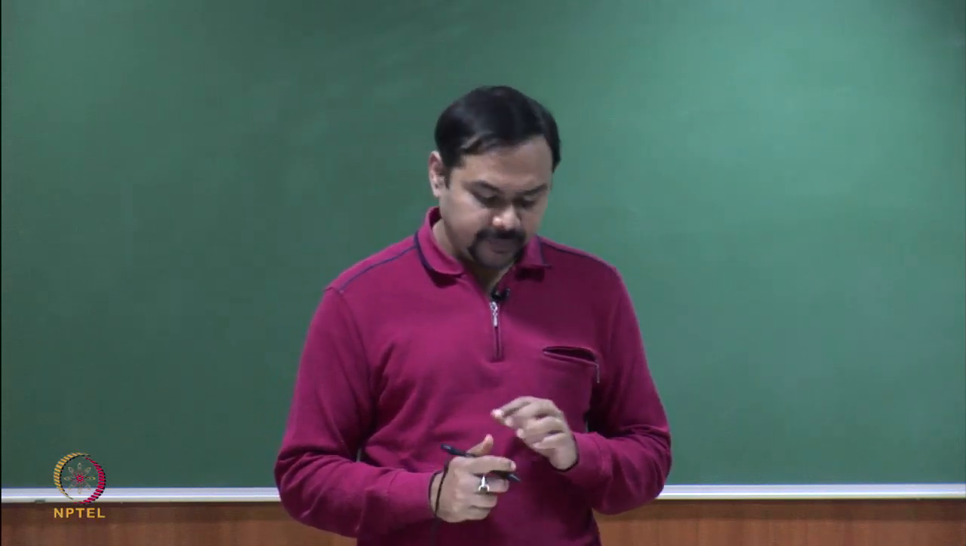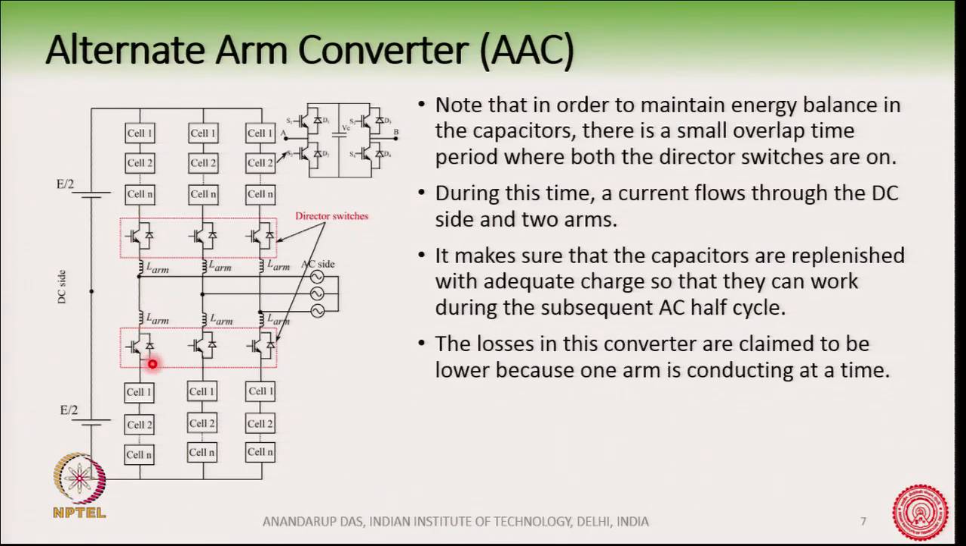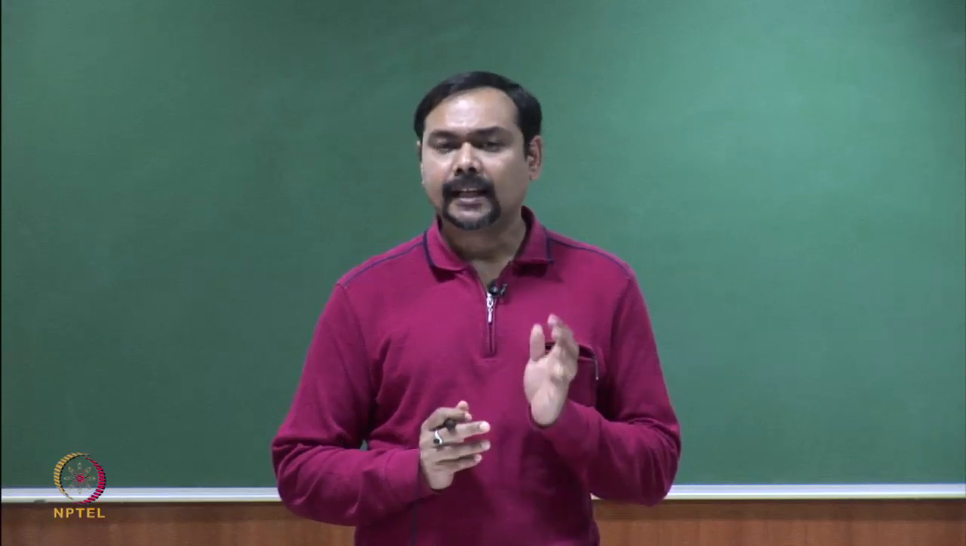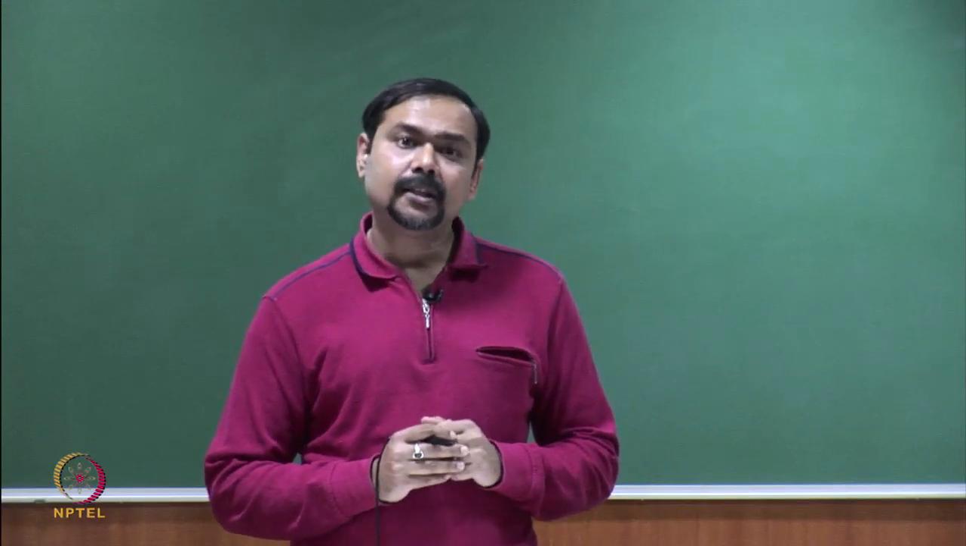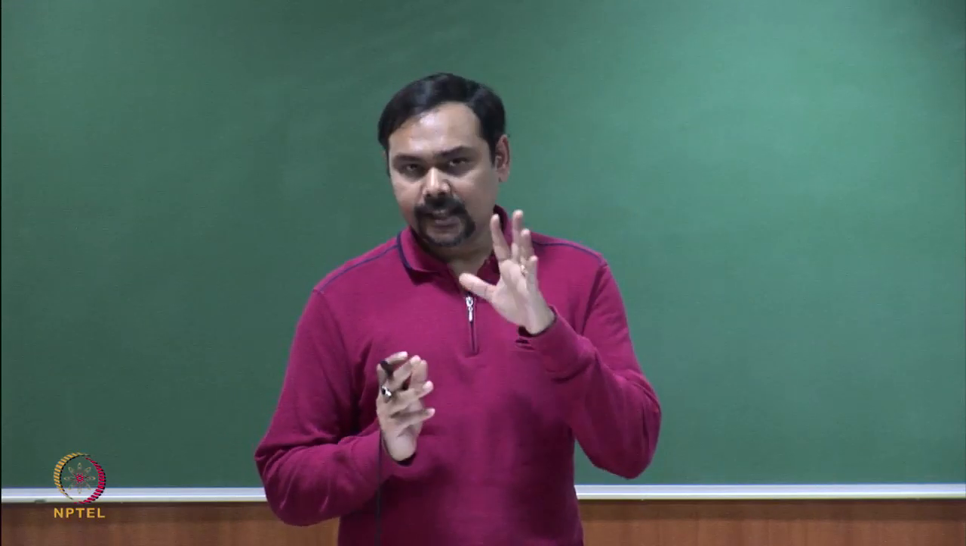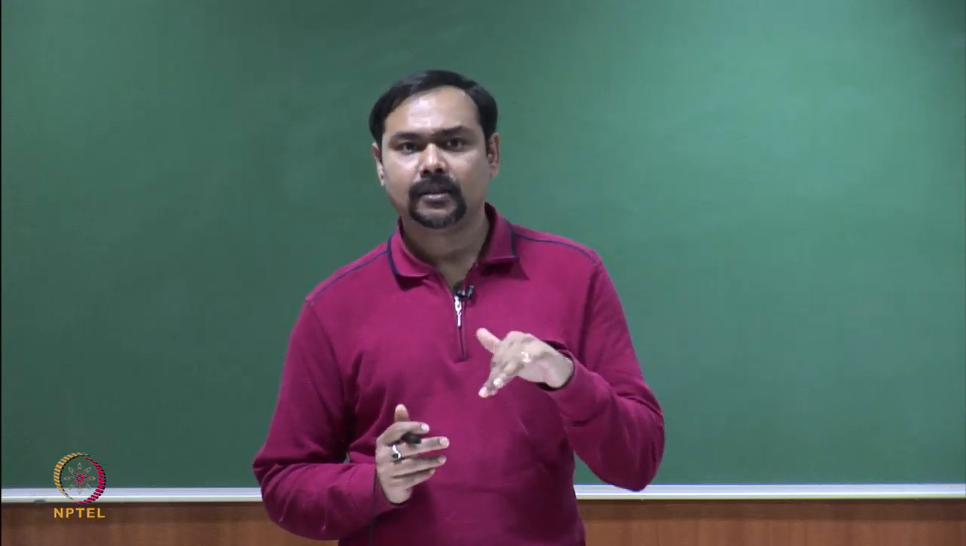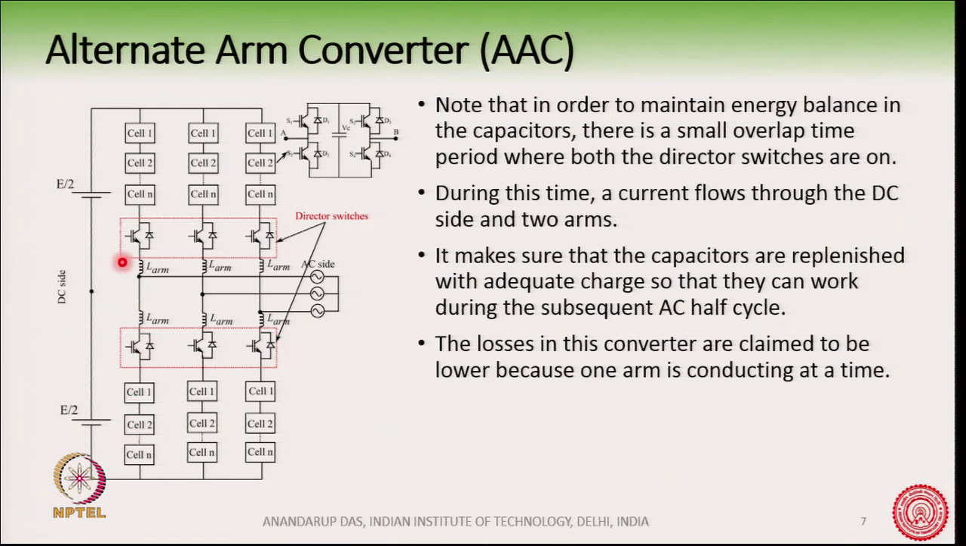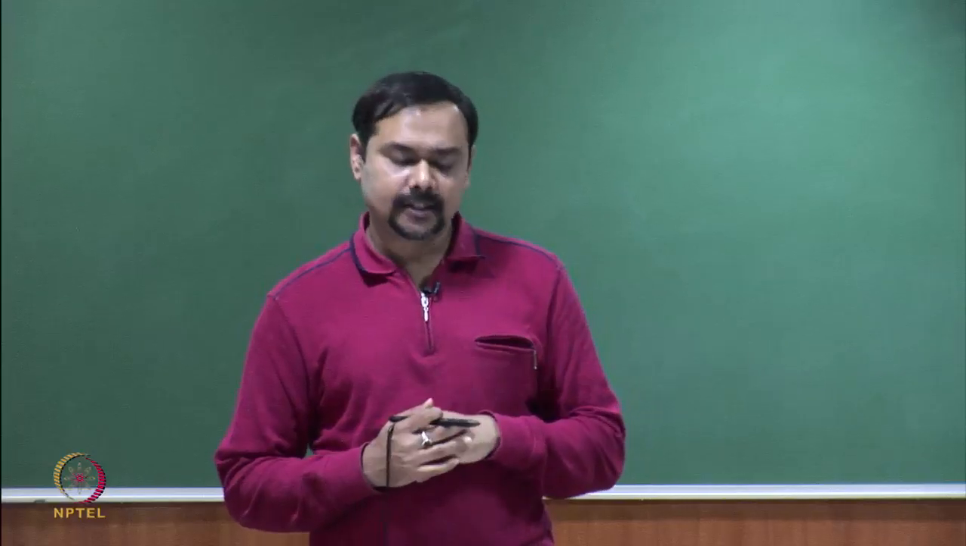During the overlap time, these two switches, for a brief period of time, are turned on, and so the DC will flow through this whole arm and will replenish the capacitor. So, this is an alternate strategy as compared to MMC. In MMC, the DC circulating current or the DC current was flowing continuously, and that is why we always had these two cells. The DC was flowing continuously.